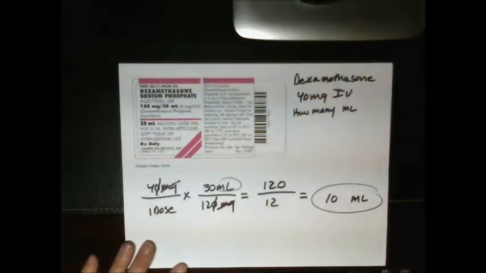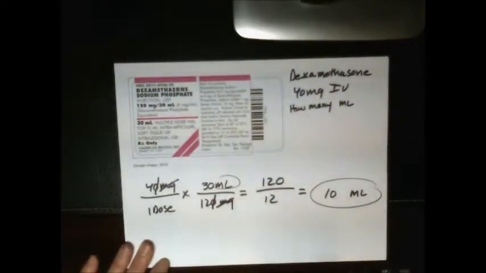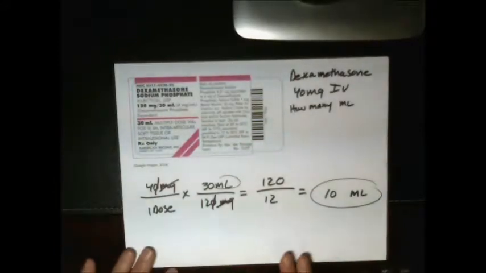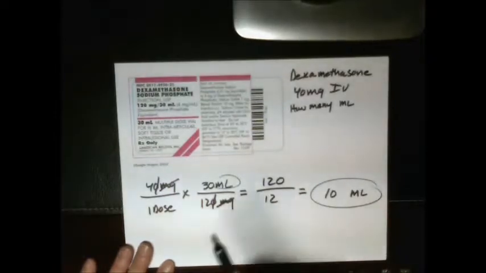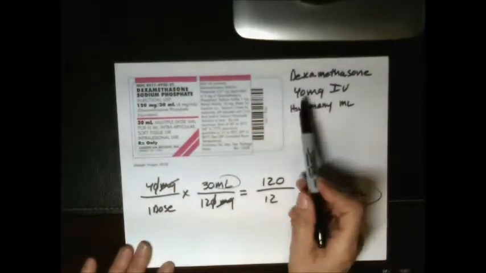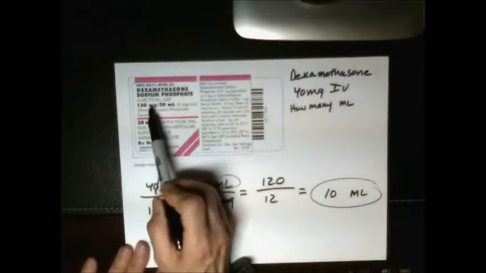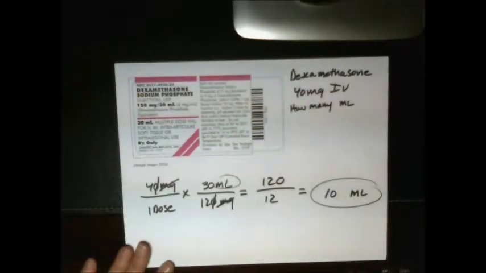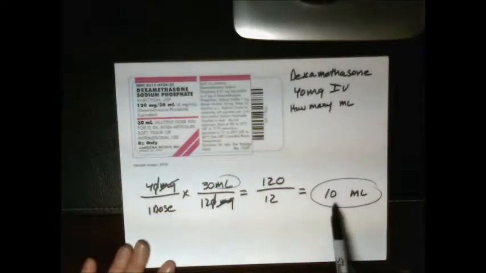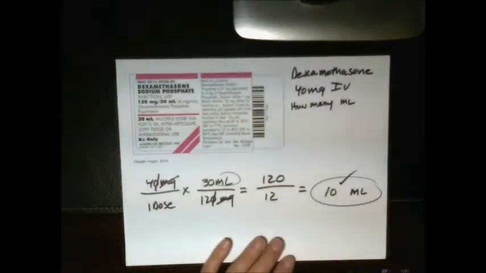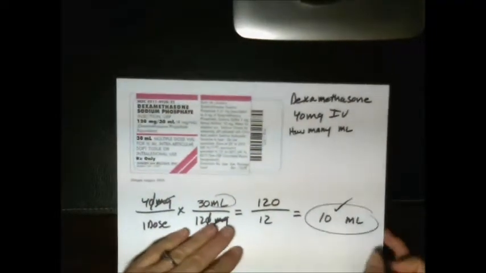Is that reasonable? Well, I'm just going to take a look at 120 milligrams and 30 milliliters. I want 40 milligrams, which is 1/3 of the amount of the milligrams. So 1/3 of the amount of milliliters would be 10. So this looks like a reasonable answer to me.